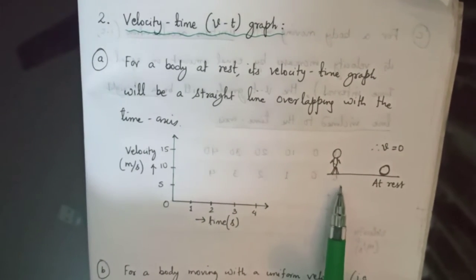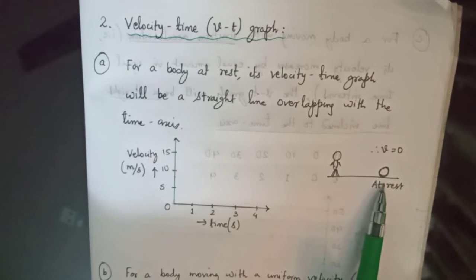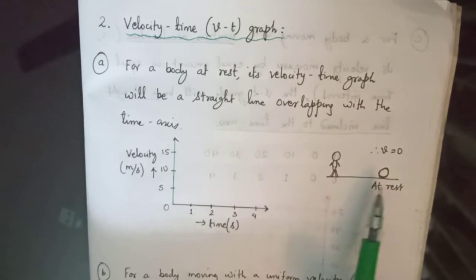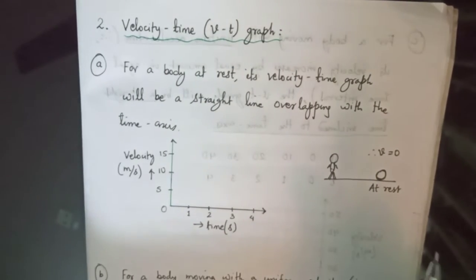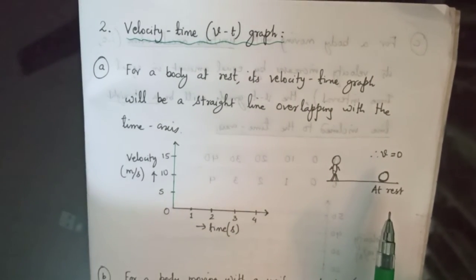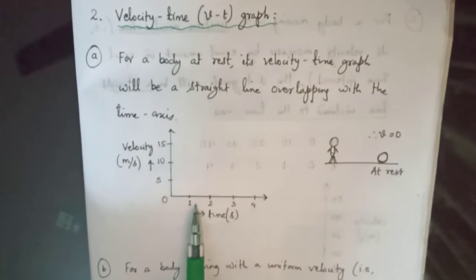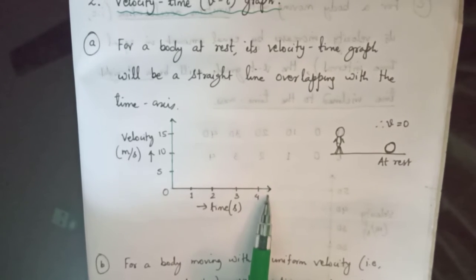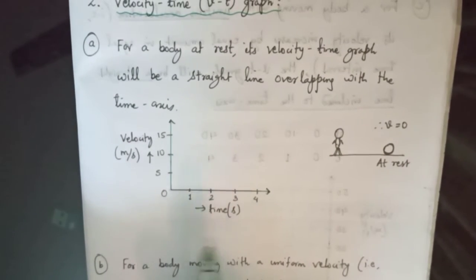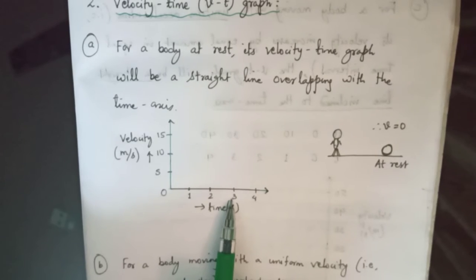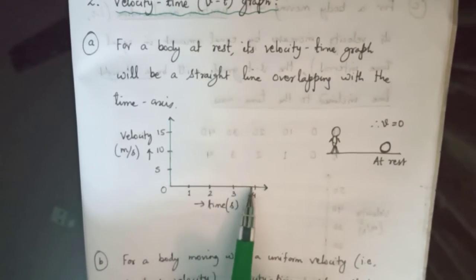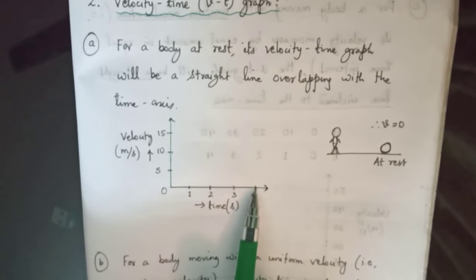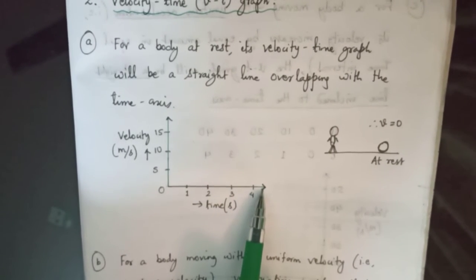If we consider a situation where a body is at rest with respect to an observer, at rest means its velocity is 0. So if we plot a graph for the body which is at rest, then its graph will be like this. The graph line and the time axis will overlap. As the time increases, velocity is not increasing, velocity is remaining 0 only, so the graph will be like this. This line itself will be the graph. The graph line overlaps the time axis.